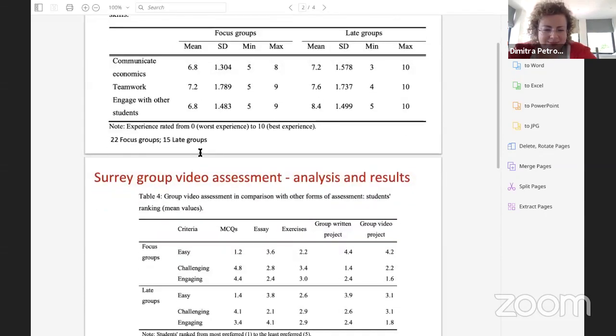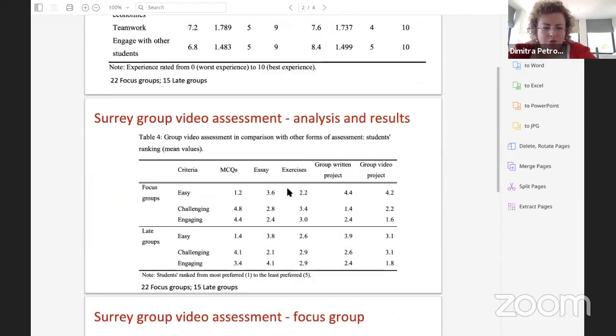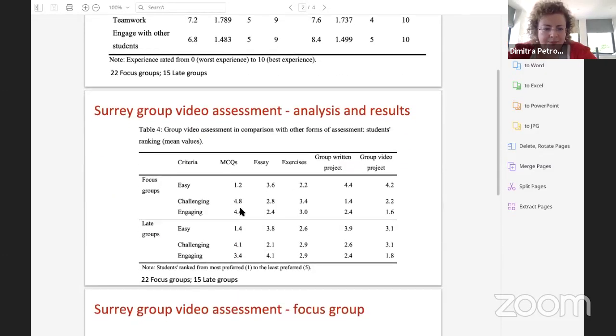But then when we asked them to compare different forms of assessment, this was explained on the day. Easy, as in which ones are easier to get through, in terms of what it takes to prepare for them. Unsurprisingly, multiple choice came up as the easiest.